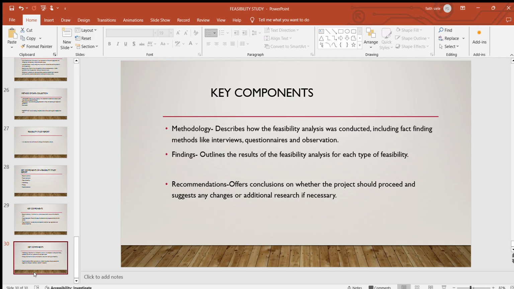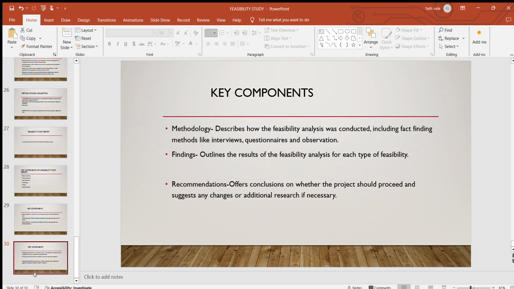Lastly, we have recommendations. Under recommendation, it offers conclusions on whether the project should proceed and suggests any changes or additional research if necessary. So that was all about topic 5 under feasibility study.